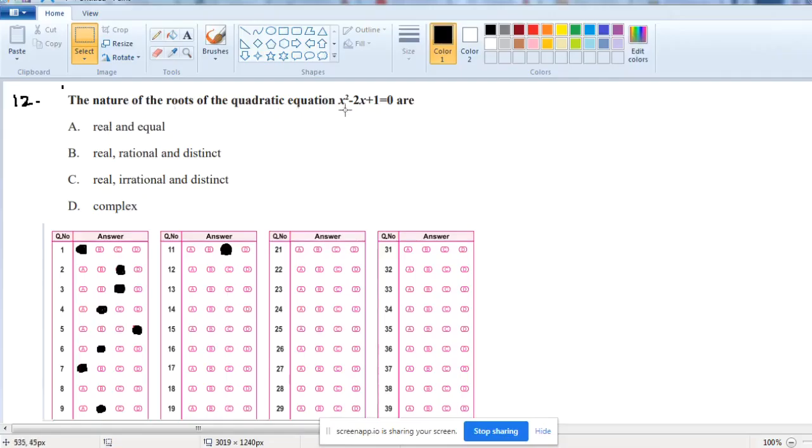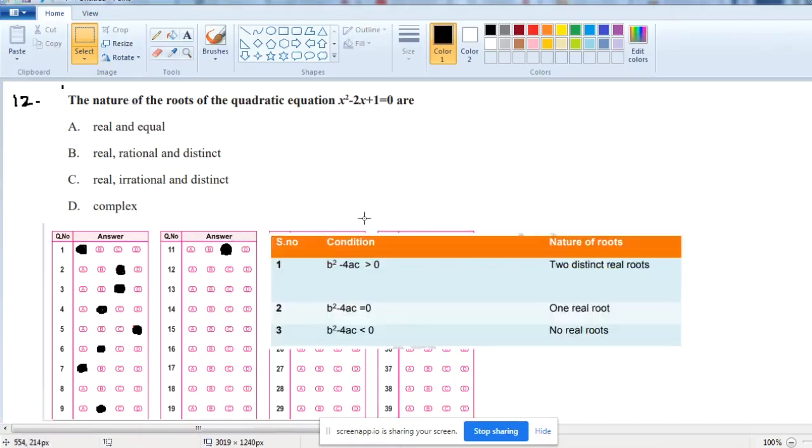The nature of the roots of the quadratic equation x square minus 2x plus 1 is equal to 0 are. The question is nature. You have to use the formula discriminant. We already know the condition for the nature of the roots. If b square minus 4ac is greater than 0, then the roots are real and distinct.